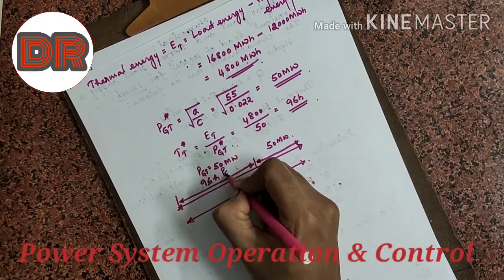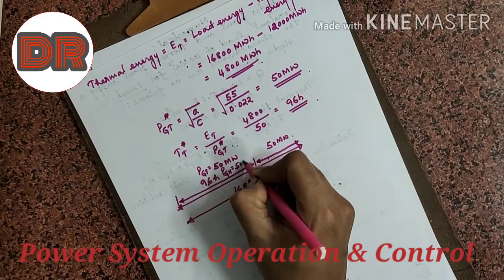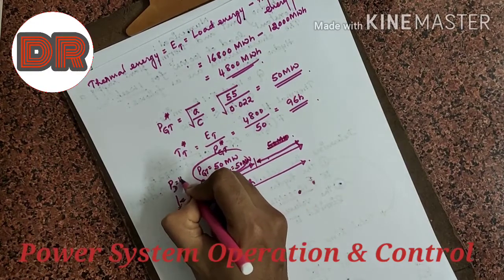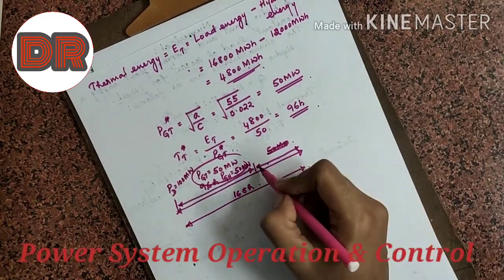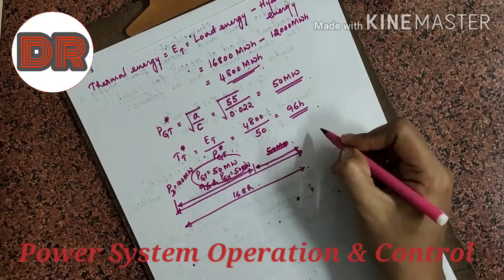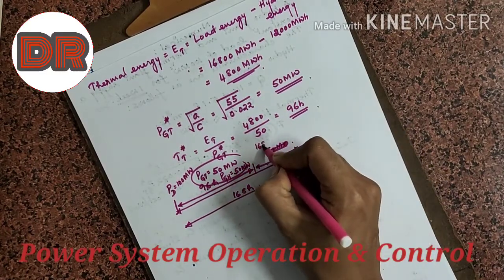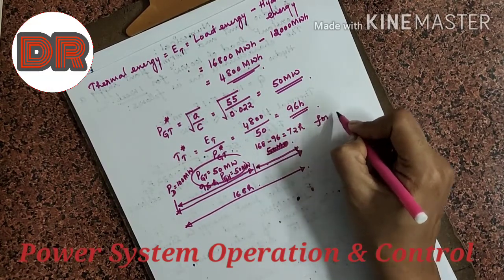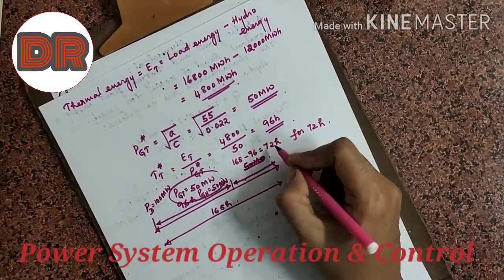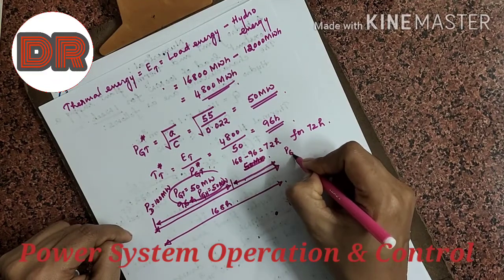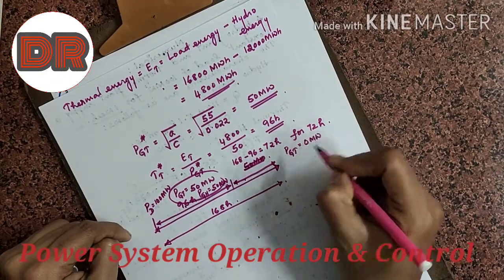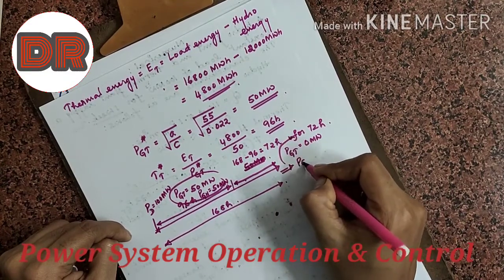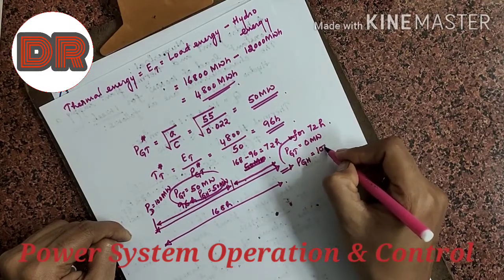What about the PGH value here? PGH is also 50 megawatt. Why is this 50 megawatt? Because the total load we have is 100 megawatt. Now for the remaining hours, 168 minus 96, we get around 72 hours. For these 72 hours, PGT is 0 megawatt. That implies that for this time, the entire load is supplied by the hydro power plant.